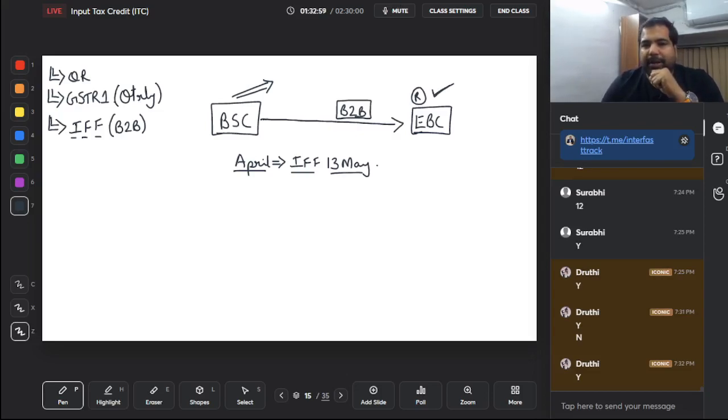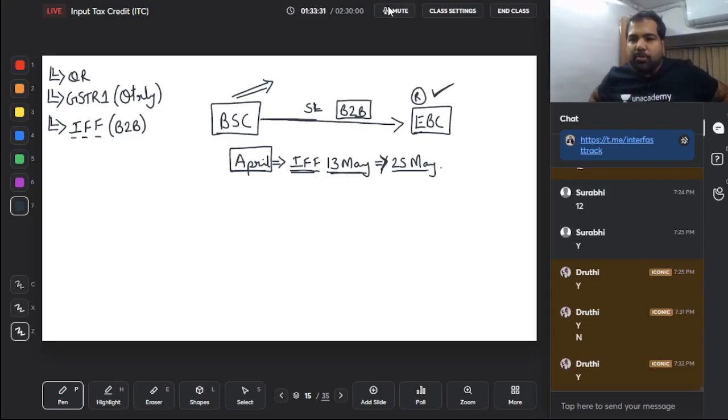And whatever you have supplied, guys, supply leads to liability. Yes. This payment you have to make by 25th of May. So for April, do you have to file an IFF? Yes. By when do you file an IFF? By maximum 13th May. And that supply will lead to liability. So the liability you have to pay by 25th May. Okay, great. Guys, what if for April I did not have any B2B supply? Then don't file an IFF. IFF is not compulsory, it's optional. Next, now you will tell me, guys, for May, again I have some B2B supplies. Will I file an IFF?